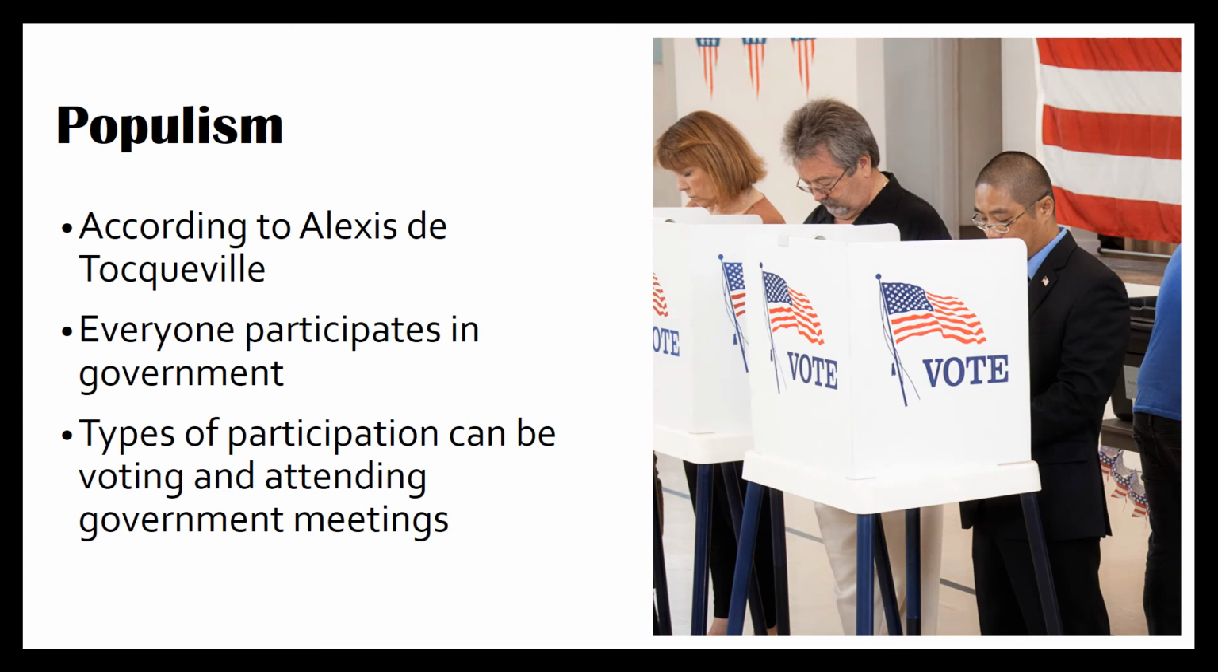Populism. According to Alexis de Tocqueville, everyone participates in government. Types of participation can be voting and attending government meetings. This is an important aspect of the 5 things that Alexis de Tocqueville believed made America work, because the people are actually involved in their government and they're actually playing a role in the decisions that their government is making by voting and participating in the government itself. And that is populism.